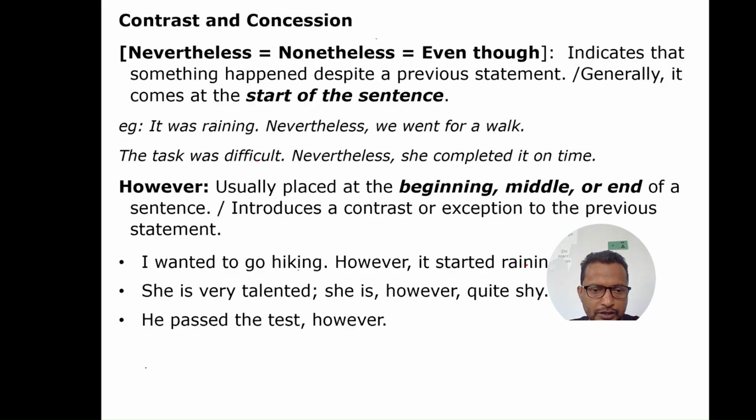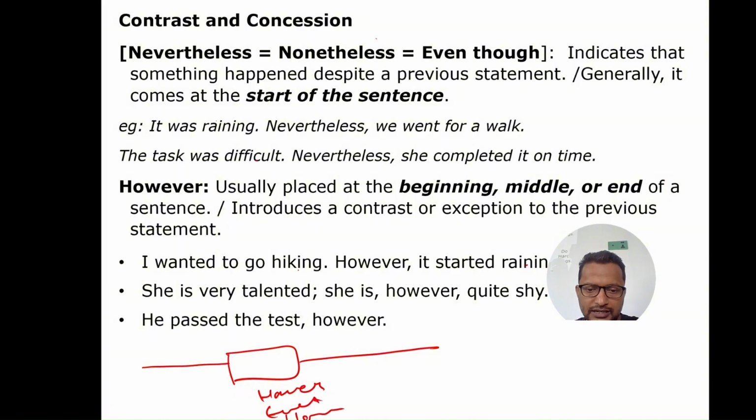For example, you need to read one sentence and then there's a blank here, and then there's another sentence. In the blank you have however, even though, nonetheless, but, something like that, right? So in that context you need to read this full sentence and then this full sentence. If there is a contrast or concession, you use this.